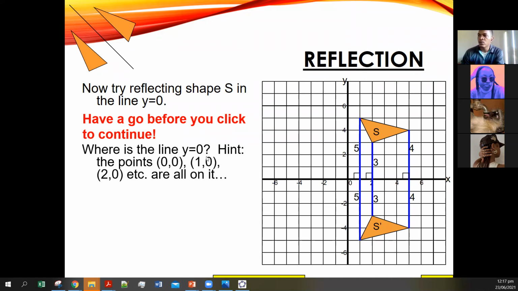Okay, so we know the line y equals 0 is the x-axis. Okay, the points are (0, 0), (1, 0), all right, (2, 0), and so forth. We have explained this in many previous lessons. Why is it called y equals 0? Because all the y values are 0. All right.